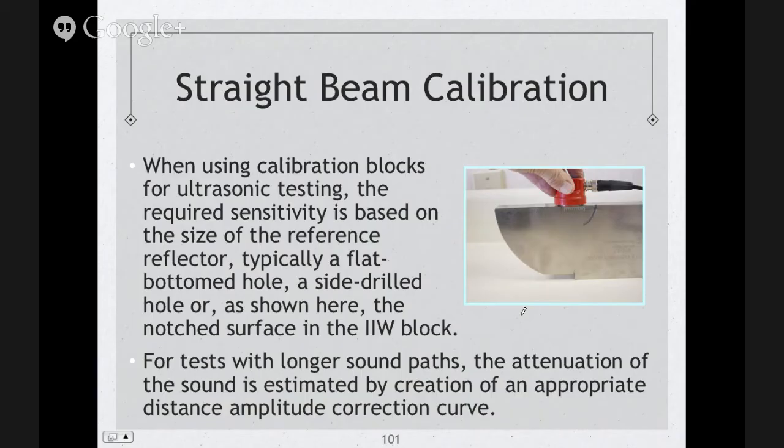So we use calibration blocks in UT, and the required sensitivity is based on the size of the reference reflector, typically a flat bottom hole or a side drill hole, as shown here on the notch. In this block, if you cannot see it, it has a little notch that is simulating a flat bottom hole. Because of the size of the transducer, you should be able to pick up the distance from here to here, the distance from here to the back, and the distance from the reflector back. So you should get three different indications: your initial pulse, your defect or your notch, another one from here, and another one from your back.